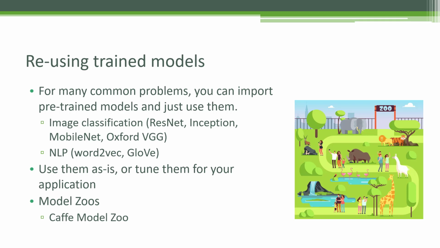You don't have to waste a lot of time trying to figure out the right topology and parameters for a specific kind of problem. You can start with a model that's already figured all that out for you and just add on top of it. This is called transfer learning. Basically, we're transferring an existing trained model from somebody else to your application. Now, you can find more of these pre-trained models in what are called model zoos. A popular one is called the Caffe Model Zoo.